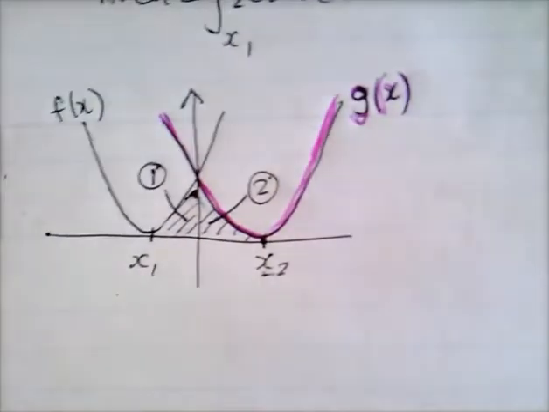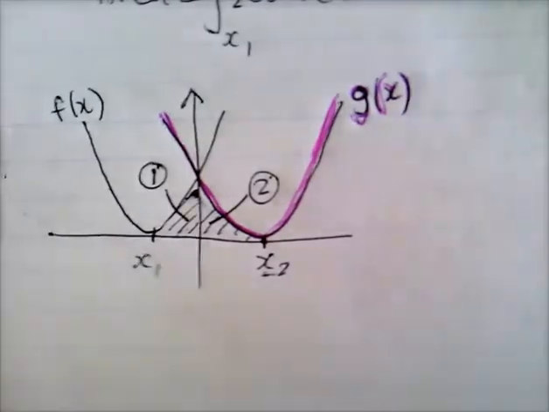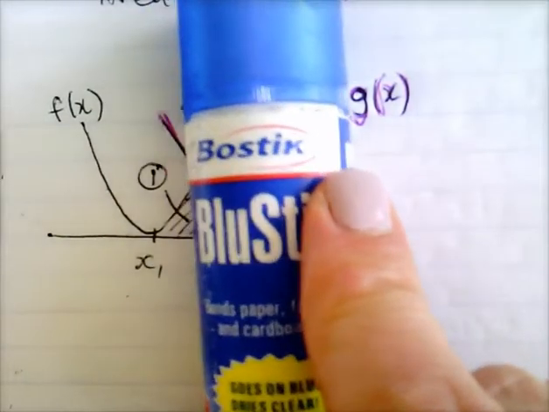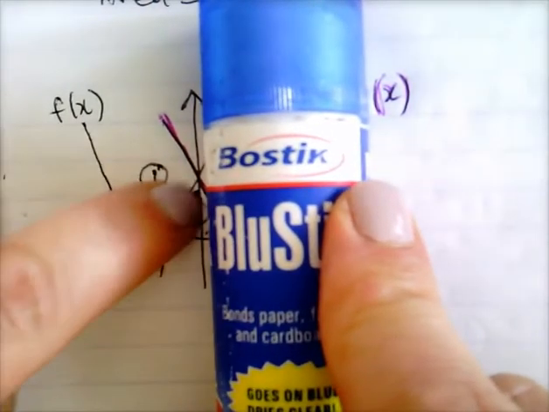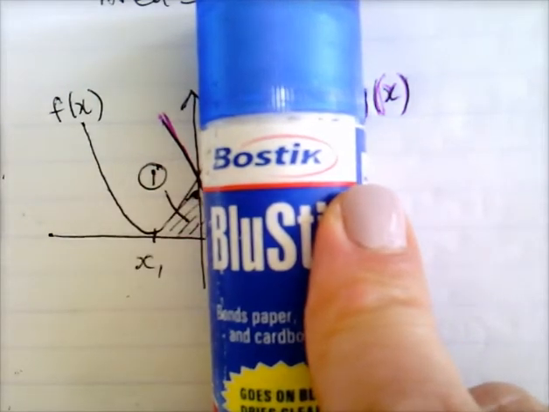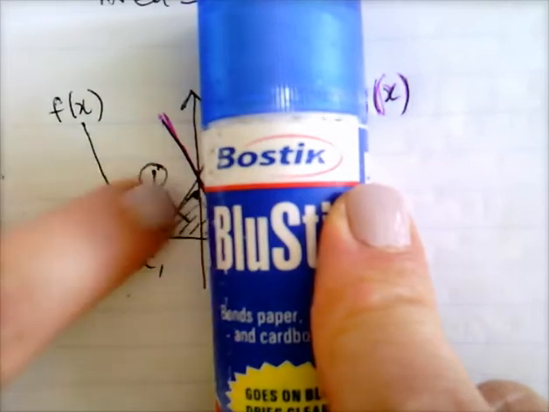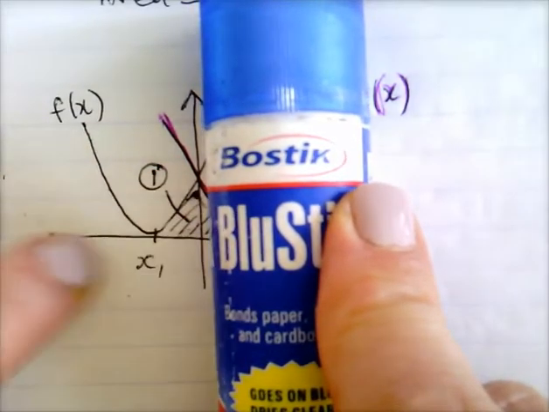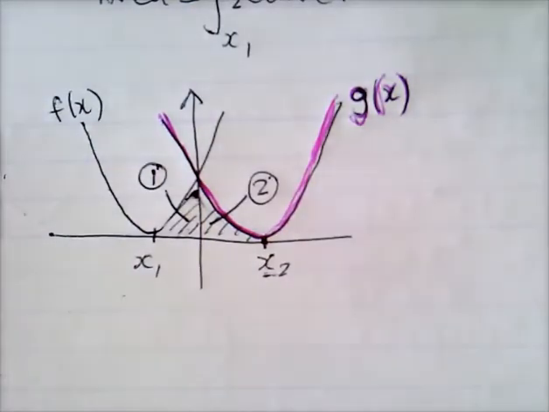You get a piece of paper or a ruler and blot out everything else that you don't want to see. If you look at that area, where is it below? The black curve. It's got nothing to do with the pink one. So that first area is underneath the black curve.